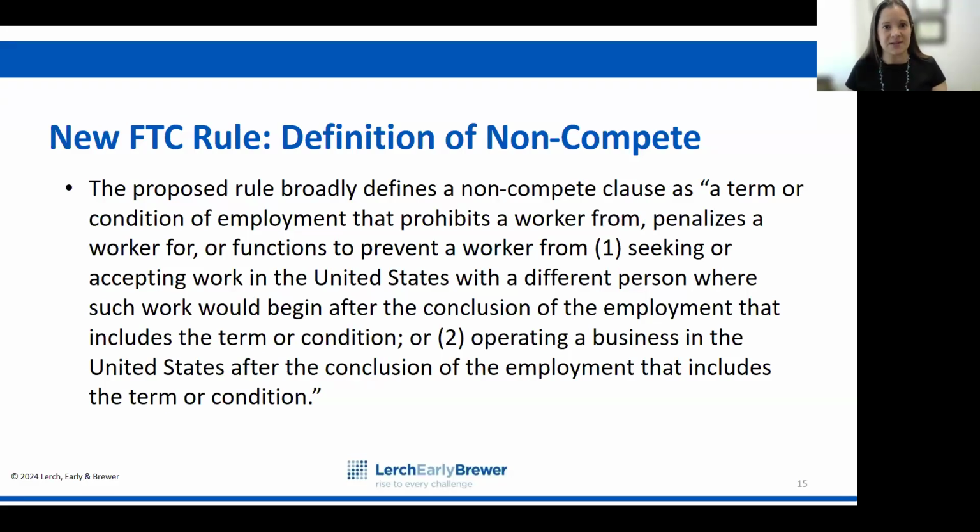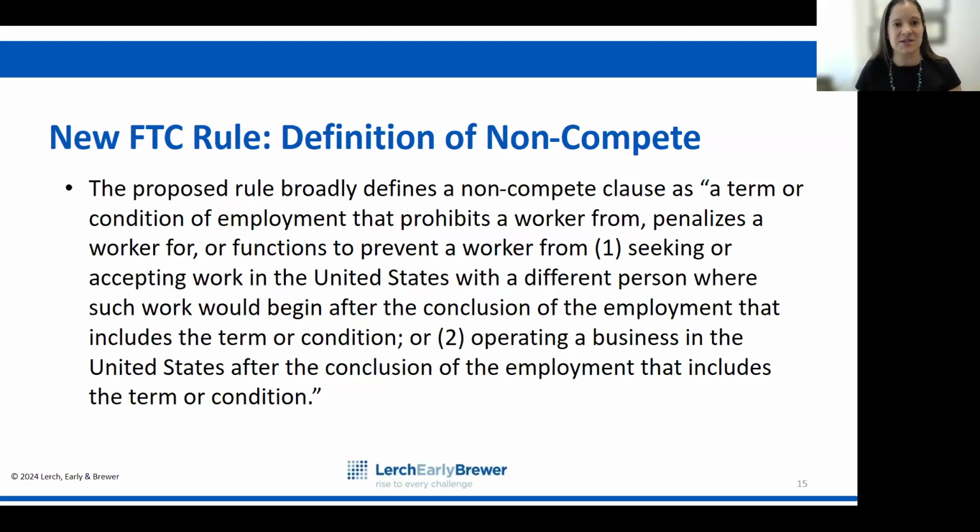The rule defines non-compete quite broadly. It's a term or condition of employment that prohibits a worker from, penalizes a worker for, or functions to prevent a worker from seeking or accepting work in the United States with a different person where such work would begin after the conclusion of the employment that includes the term or condition, or operating a business in the United States after the conclusion of the employment that includes the term or condition. So breaking this down a bit, one big thing to note is we're talking about after the conclusion of employment.